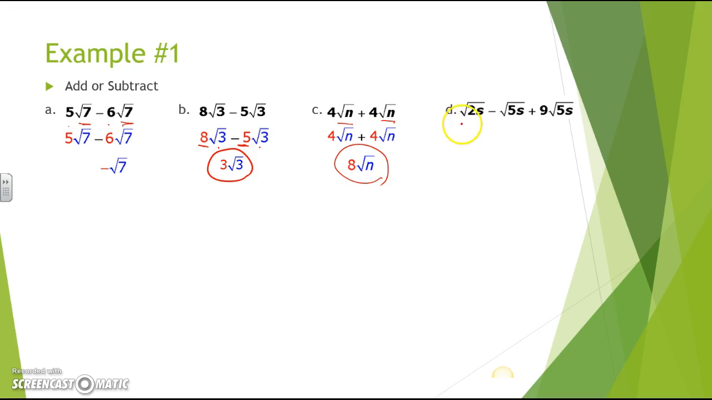The last situation here, we have the square root of 2s minus the square root of 5s plus 9 times the square root of 5s. My like radicals are square root of 5s, so we're going to combine those. So what we'll combine are the square root of 5s, and then we would combine the values in front of those like radicals. So negative 1 plus 9 we would combine in the square root of 5s. So my final answer is the square root of 2s, and then negative 1 plus 9 is 8. So plus 8 times the square root of 5s, and that would be my final answer.